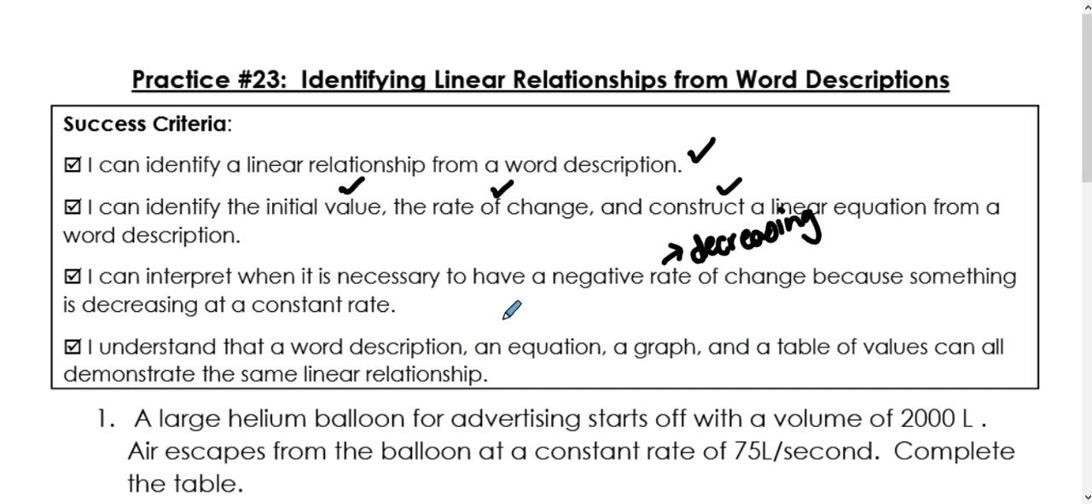I understand that a word description, an equation, a graph, and a table can all demonstrate the same linear relationship. They all mean the same thing. And if you have to draw a graph to help you understand it, great. If you can see it as an equation, great.